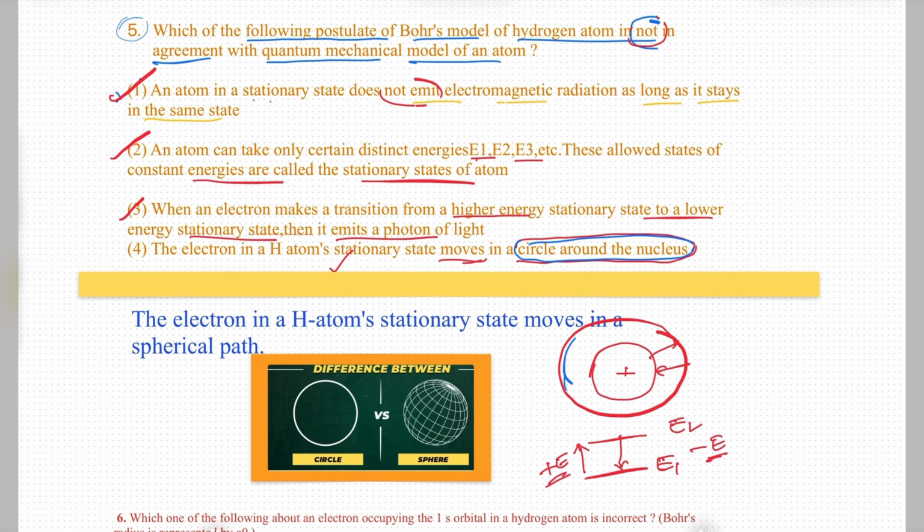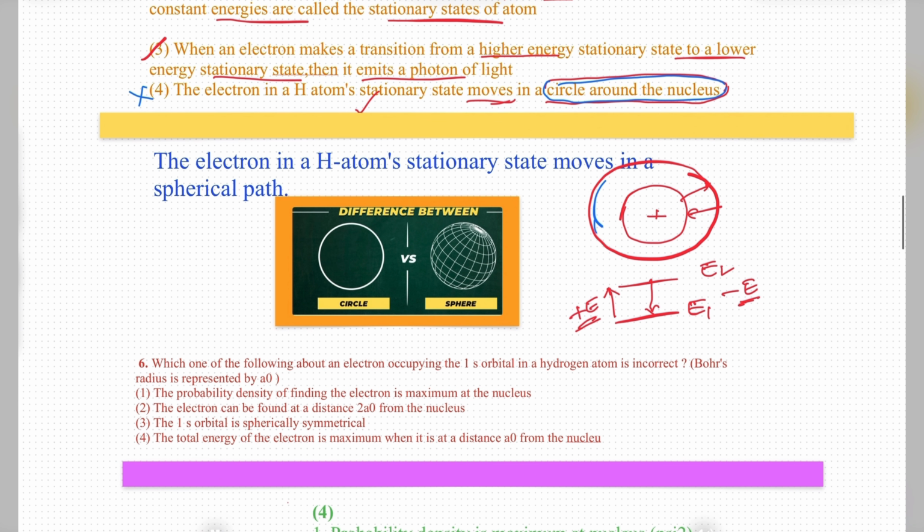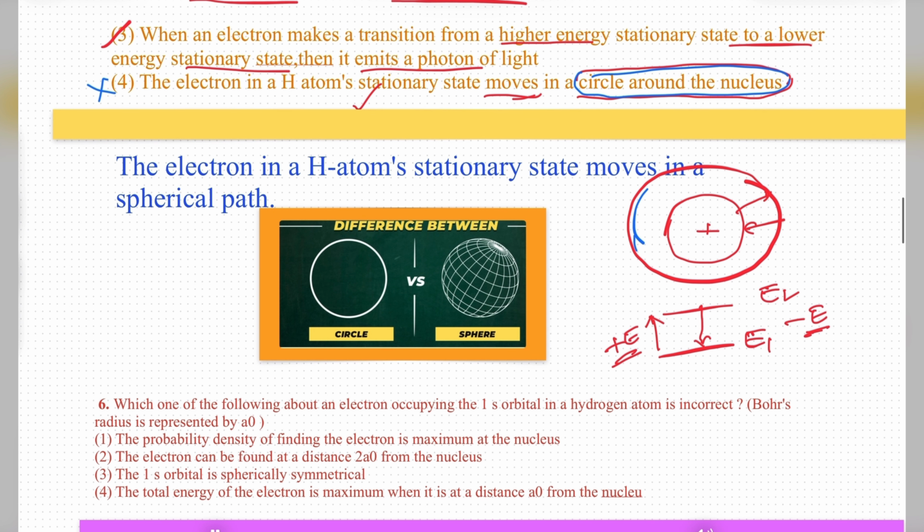This is not a circle. You can say this is a sphere or spherical. I will explain clearly with a diagram. All of you concentrate, this is your answer actually. The electron in a hydrogen atom's stationary states moves in a spherical path. This is correct, not a circular path. Clear? See the diagram. I will explain the difference between a circle and a sphere, how a circle looks and how a sphere looks.